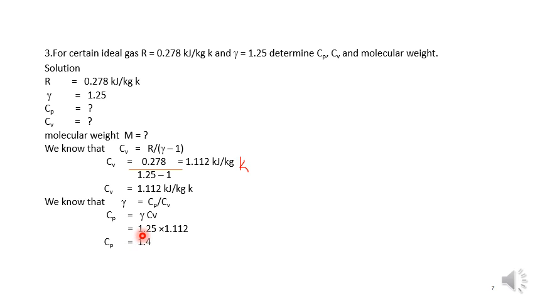While telling that relation between Cp, Cv, gamma, I told one point also, Cp is always greater than the Cv. So if you want to check whether the answer is correct or wrong, please check. Here we find that the Cp value is more than that of the Cv value. Cp is 1.4, Cv is 1.112 kilojoule per kg Kelvin.